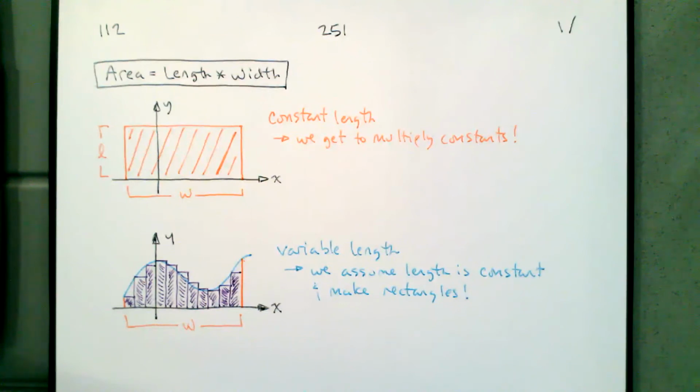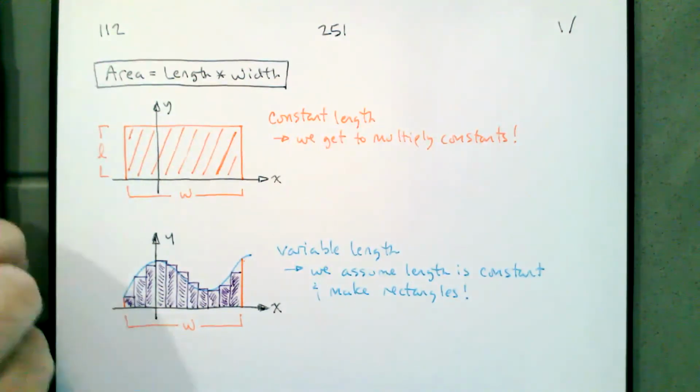If we have a shape where the length is variable, so I have the width in the same place, but notice that the height or the length is determined by some function. Our strategy is to break this down into lots of instances of the previous case. We assume the length is constant for small changes in the width and make rectangles. This way we get to use the constant length idea. We get to multiply constants.